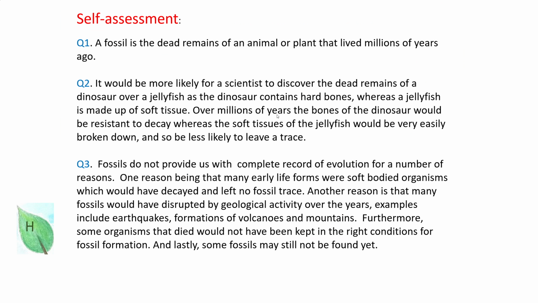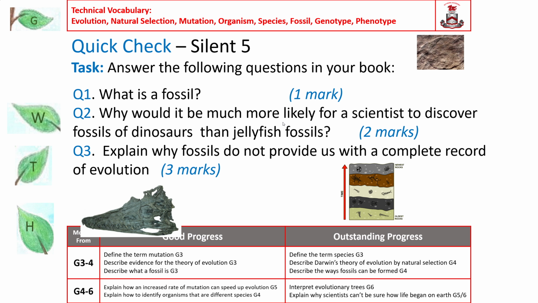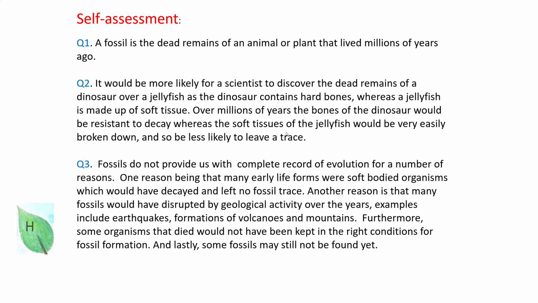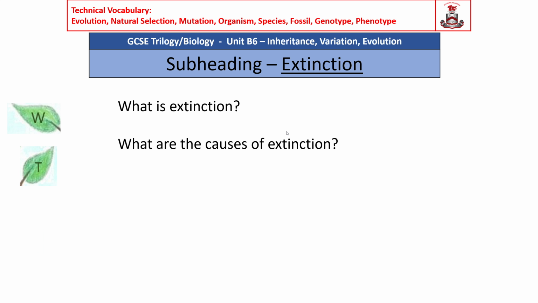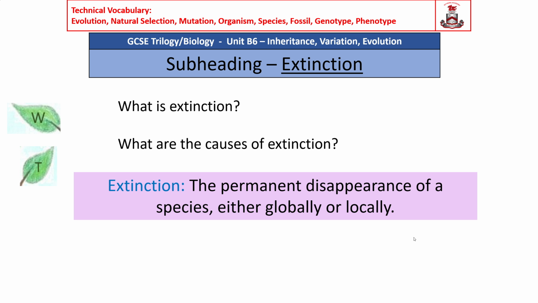That is just a quick go through of the PowerPoint. There's some more questions in the back here that I'd like you to answer in your head or on a paper. Now the next section is about extinction. Extinction is the permanent disappearance of a species, whether locally or globally. For example, dinosaurs. They went extinct millions of years ago.